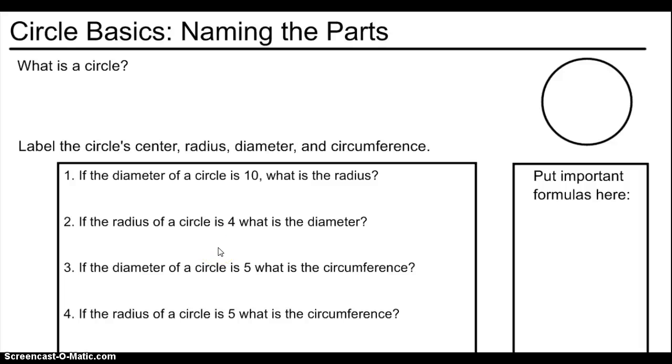In this video, we're going to be talking about the basics of circles, naming the different parts, such as center, radius, diameter, circumference, tangent, secant, arc, and chord. If you remember these things from middle school, that's great, and this will be a good review for you. If you don't remember these things from middle school, or maybe you didn't cover them, that's okay too. You'll just have to pay very close attention to this video so you can catch up.